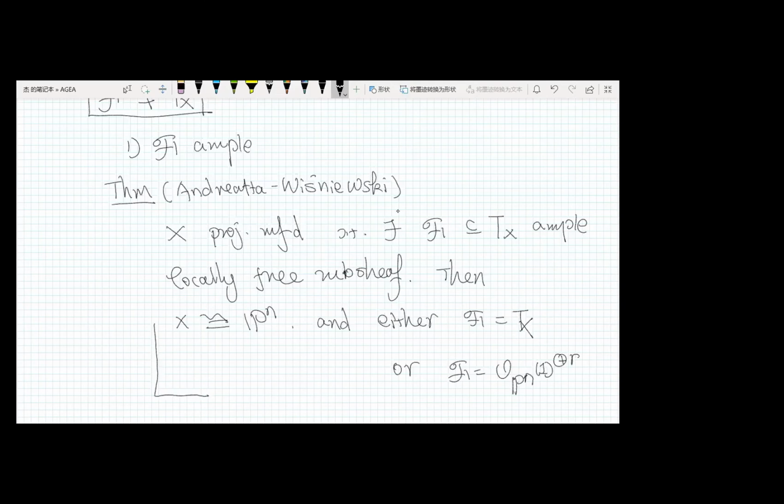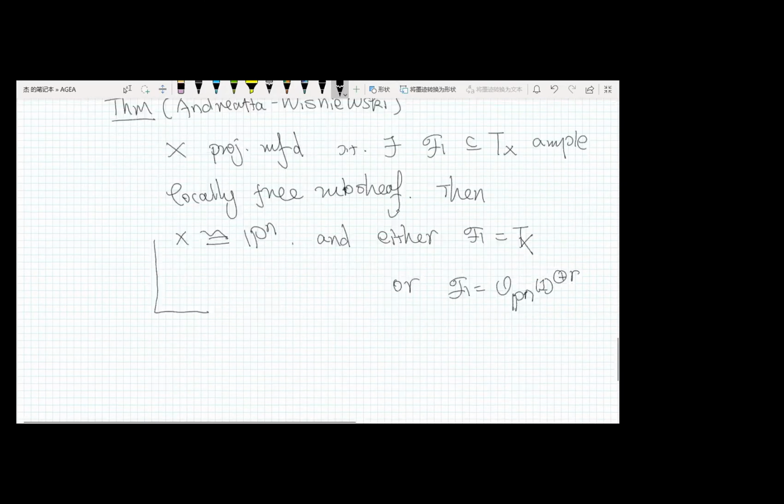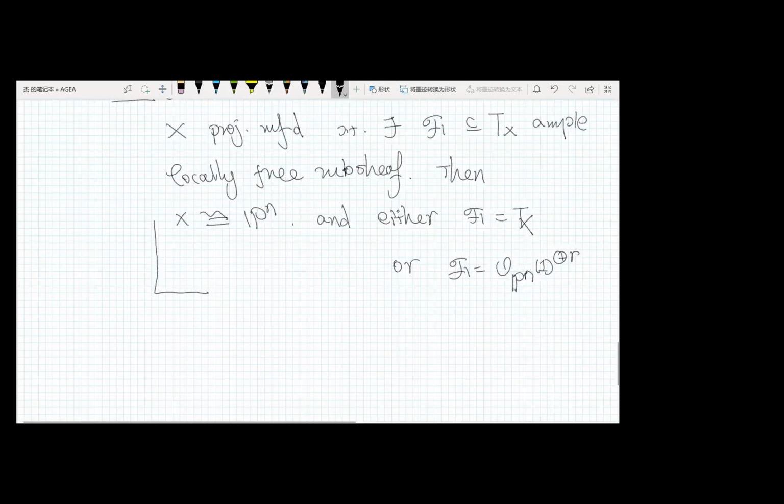So, for example, the result of Mori can be generalized to a strictly nef. We must ask if we can generalize this result to strictly nef subsheaves. The problem is that maybe the first answer is negative, because if we go back to the example of Mumford.